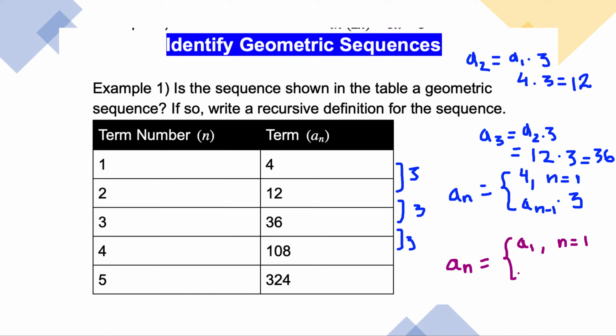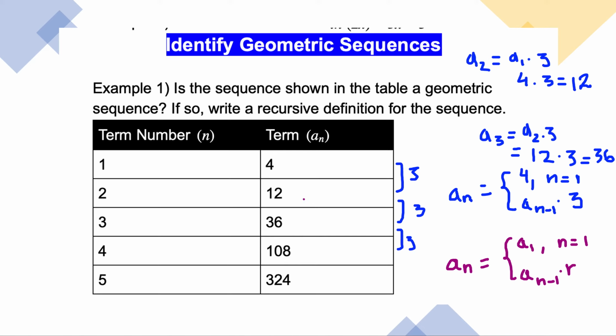And as I said in the beginning, to generate any term, we have to multiply the previous term. The previous term of a general term is a sub n minus 1, and we multiply not by 3, but by the common ratio, which is r.